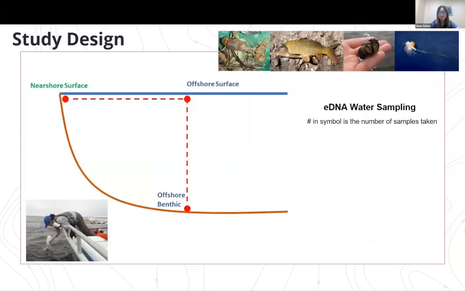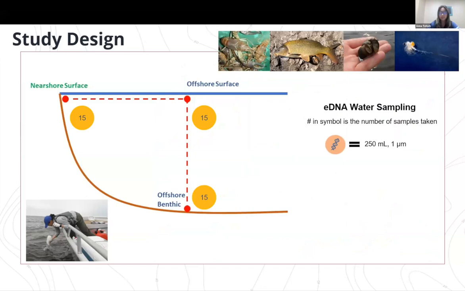Next, please. So our study design includes taking a total of 75 water samples per lake, sampling at 5 nearshore points and 5 offshore points. Nearshore points are defined as less than 1.5 meters in depth or less than 50 meters from land, and our offshore points are defined as greater than 5 meters in depth or greater than 250 meters from land.